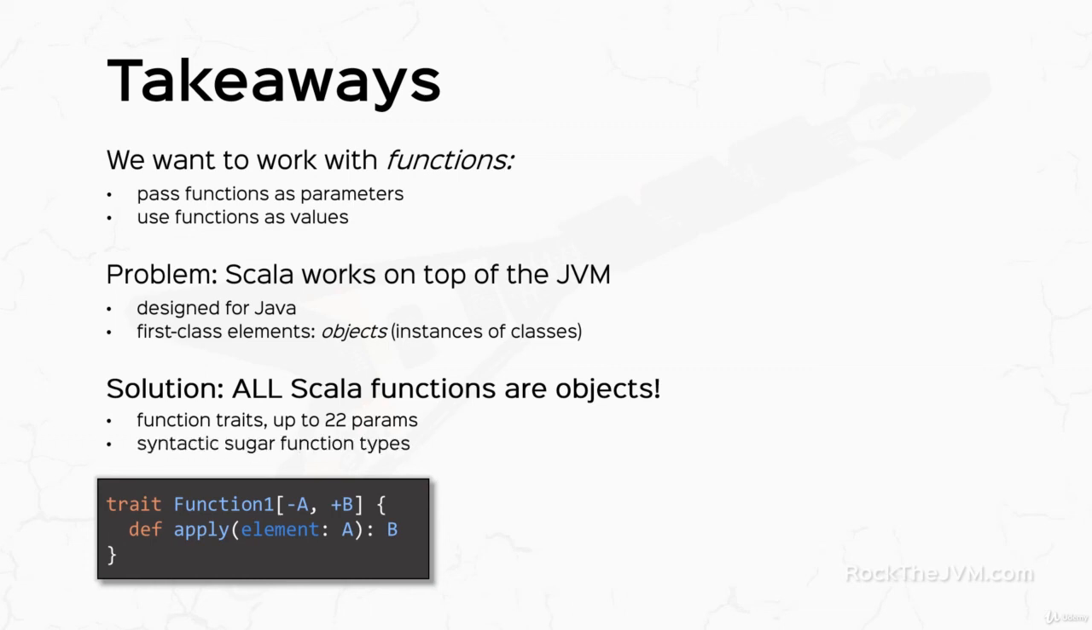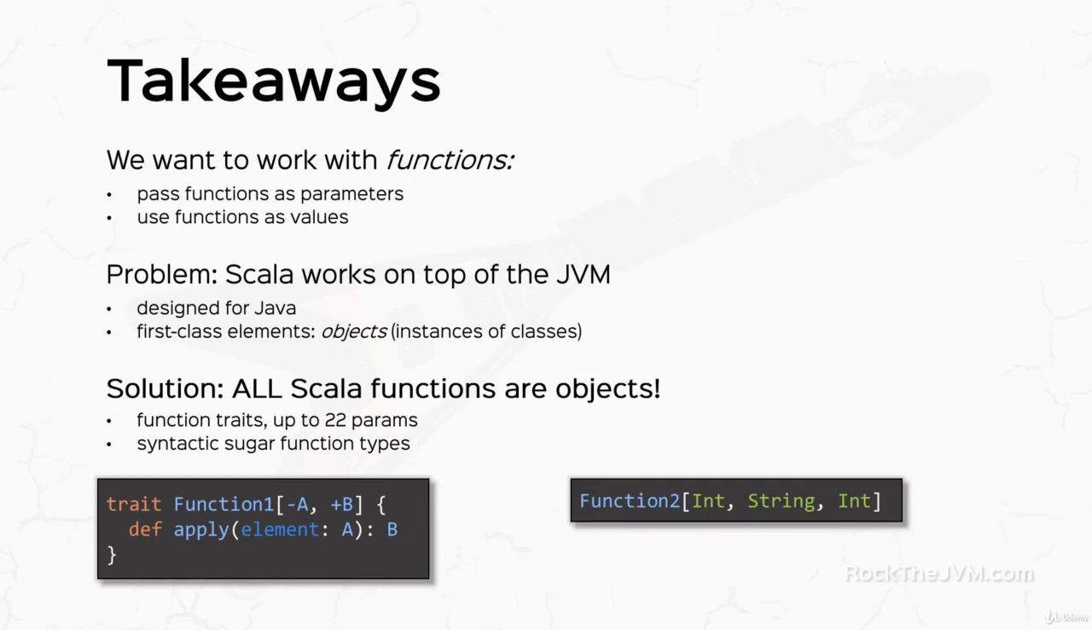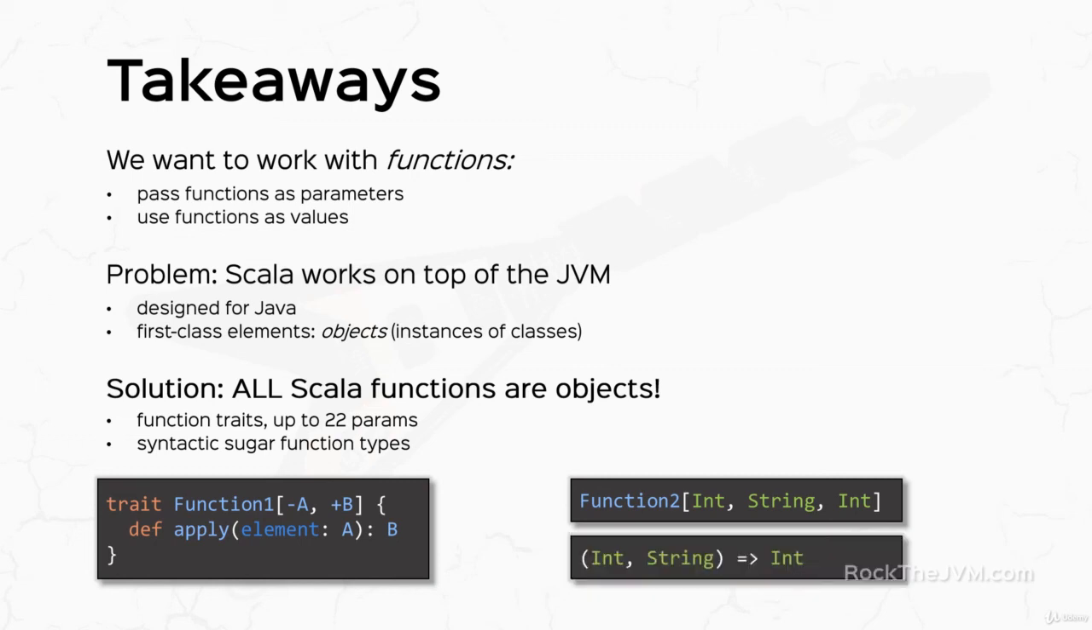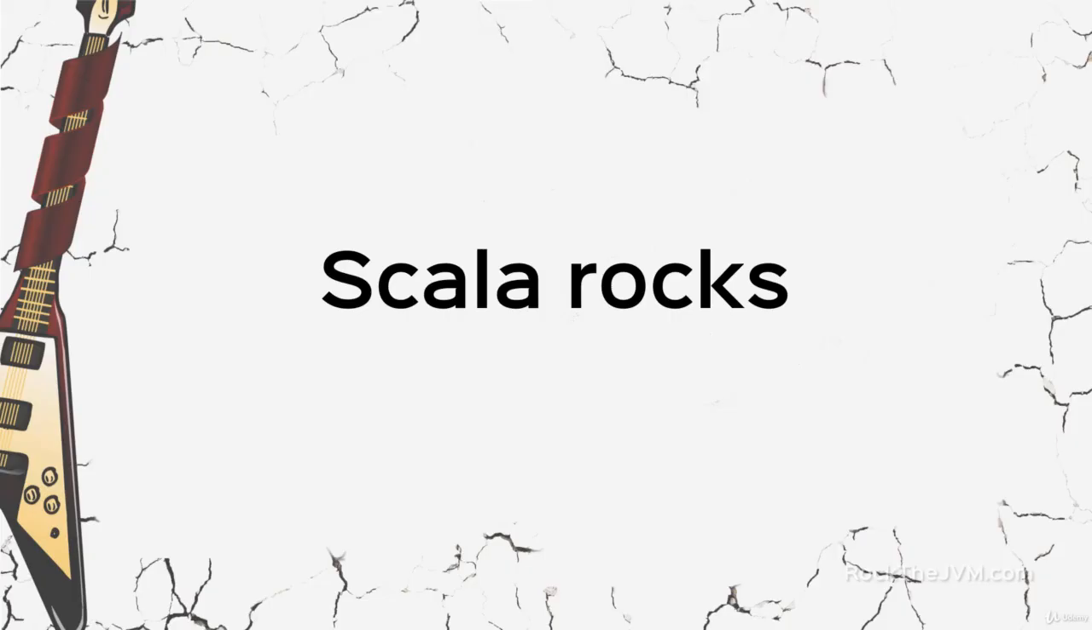We also have syntactic sugar for function types. For example, if we have a function 2 which receives 2 parameters int and string and the return type is an int, this function 2 type has the sugar int string arrow int, and we're going to use these sugars from now on. Alright, so quite a promising start in this journey towards a truly functional language.